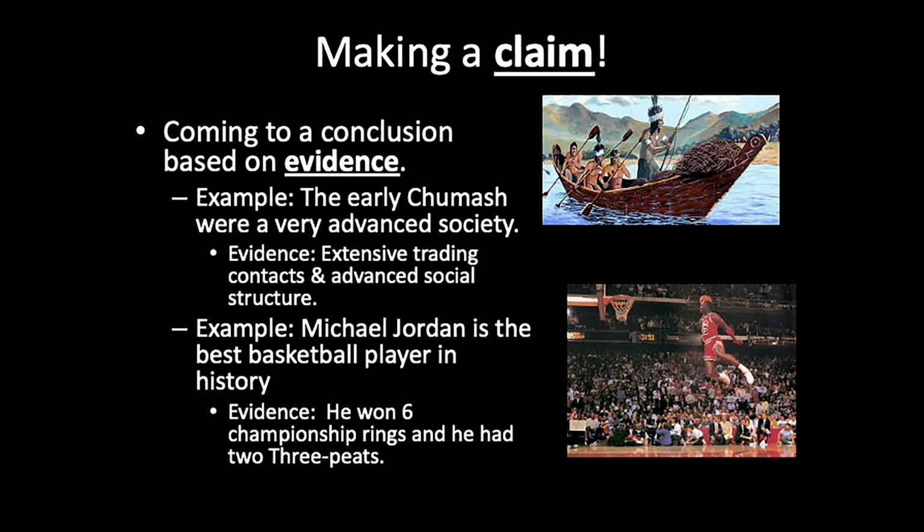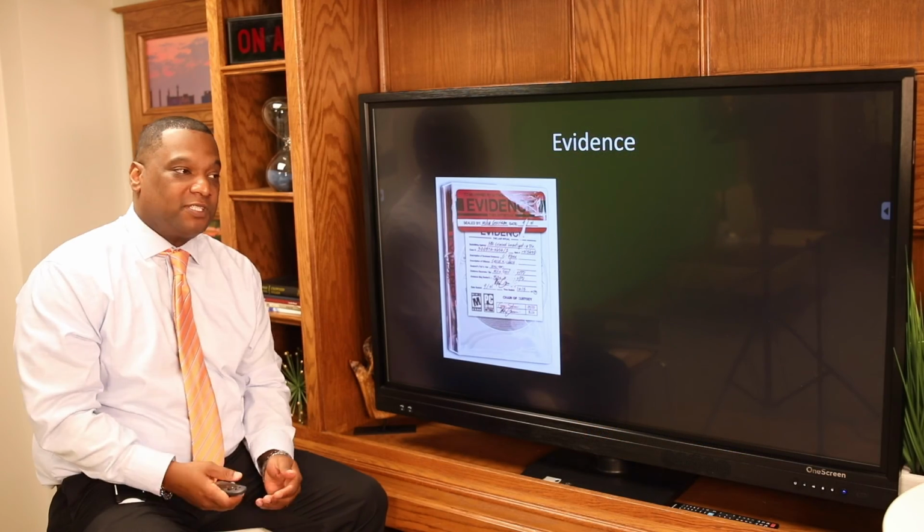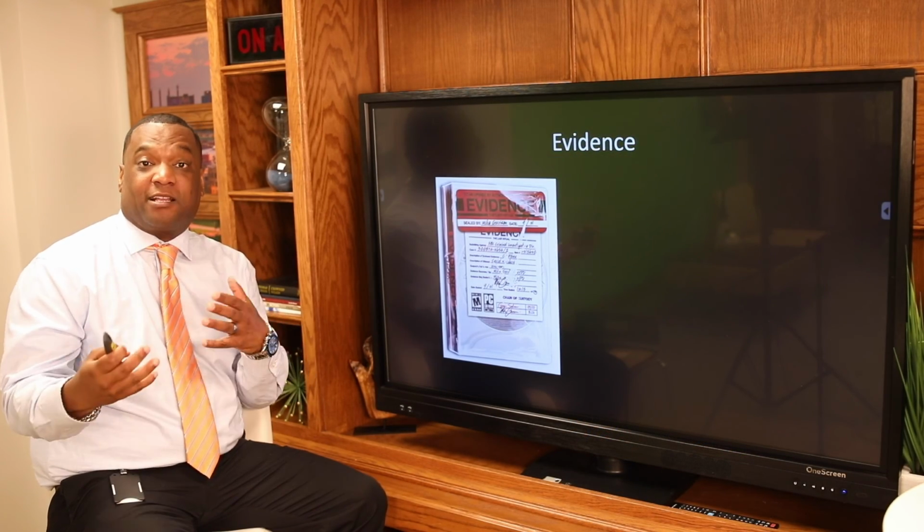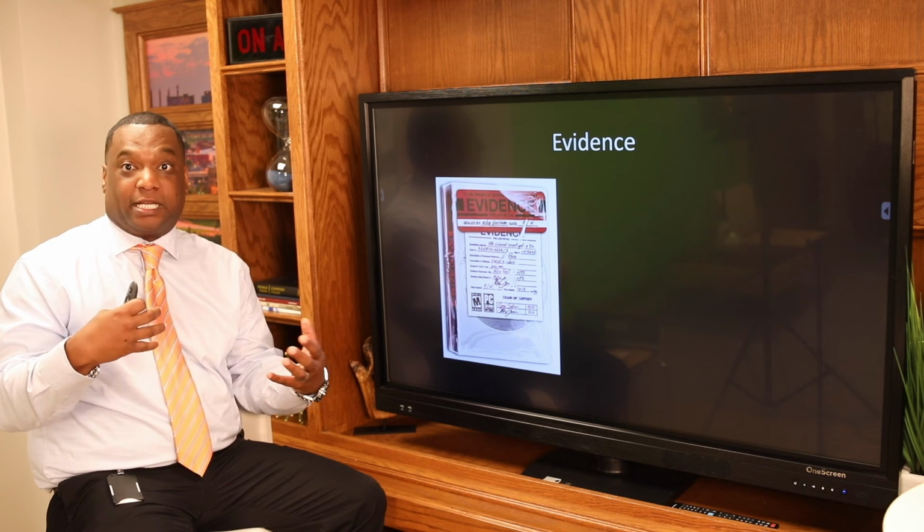Here's another claim. Michael Jordan is the best basketball player in history. What evidence do we have? He has 6 championship rings and he had 2 three-peats. So, that's my claim and that's my evidence, right? So, this is what I want you guys to start doing. I want you to make your own claim for next week. Think about that. What evidence can you provide? So using a piece of historical evidence, we'll compare and contrast the careers of Michael Jordan versus LeBron.